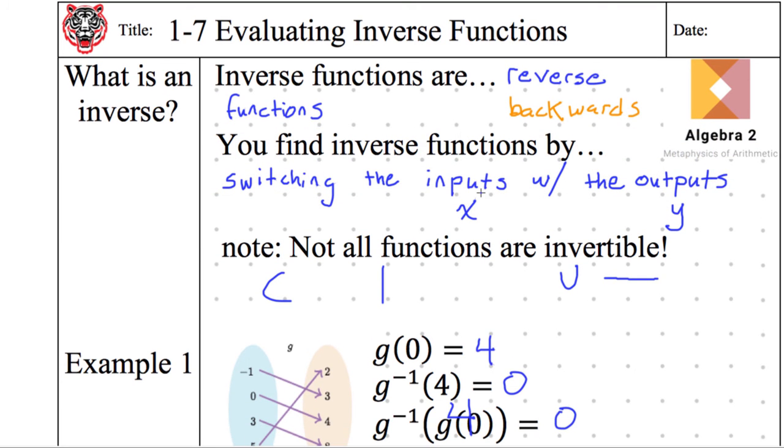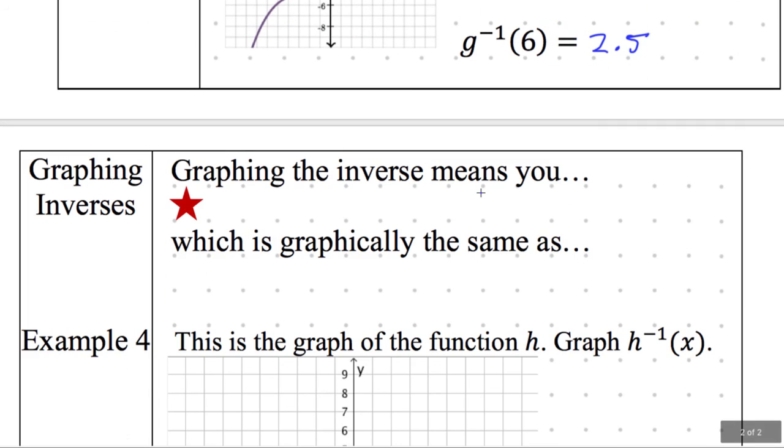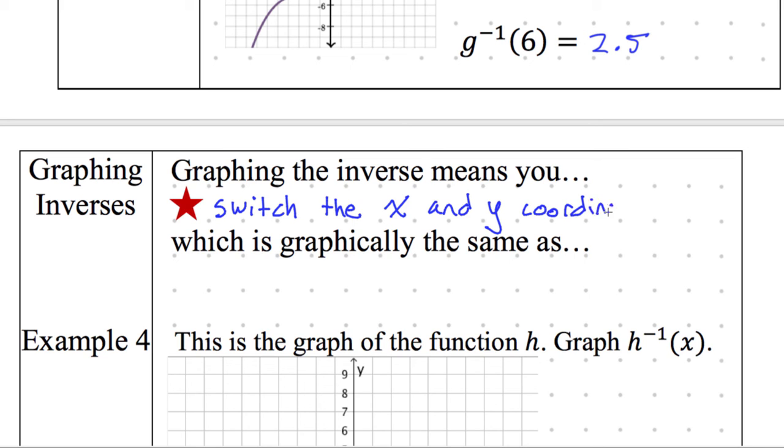First of all, it's just switching x and y. We already know that. But let's just write it down again. Graphing inverse means you switch the x and y coordinates. This is from Andrea.